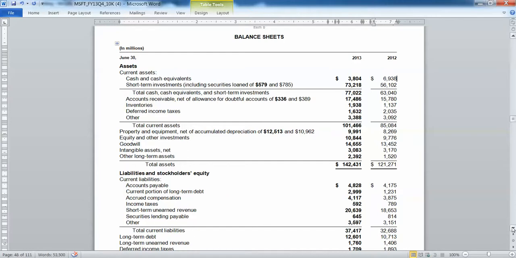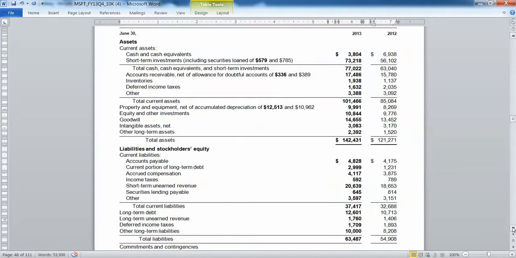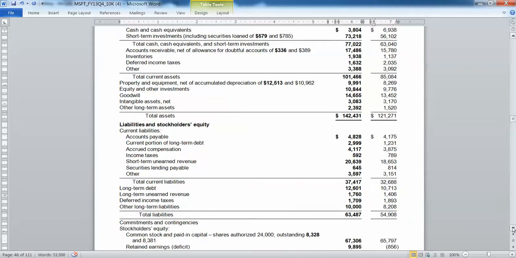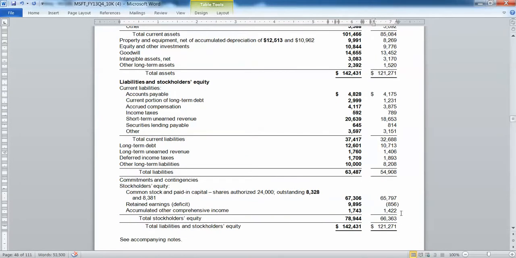Let's scroll down in Microsoft's balance sheet and see if we can find any negative numbers or parentheses. Here we go. Here's one. We have a negative 856. What are we looking at over here? Retained earnings. And it tells us that if retained earnings is in parentheses, that means it's a deficit. In other words, a negative retained earnings.